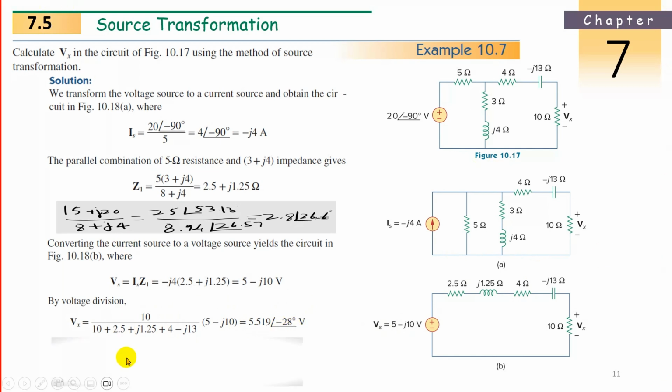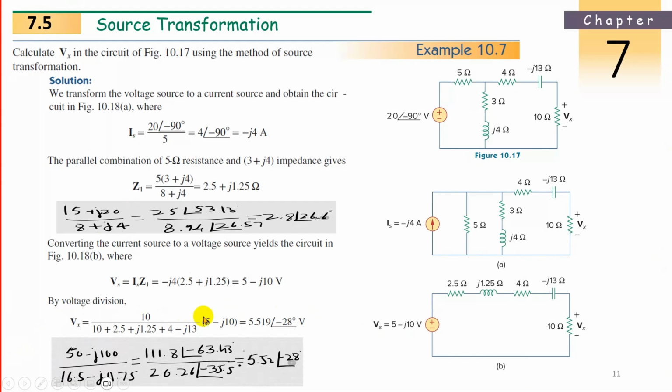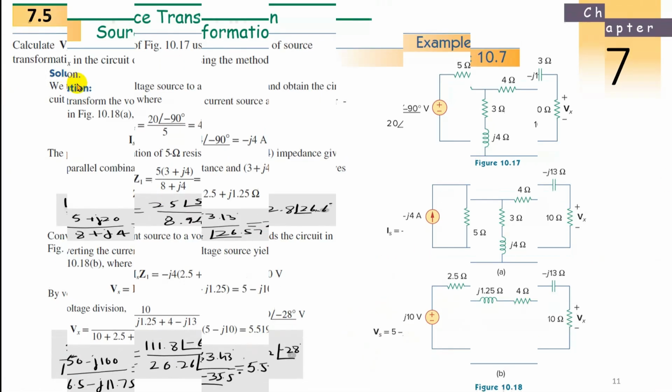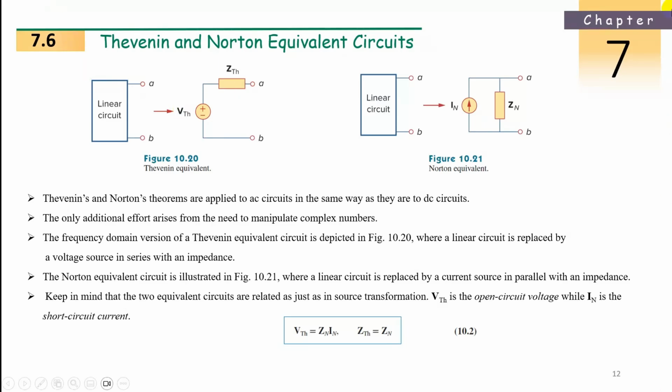Now is it finished? I just calculated it here. Okay. So 5.519 at minus 28 degrees is your final answer. This is your source transformation. In the next class we will go for Thevenin's and Norton's theorem, inshallah.